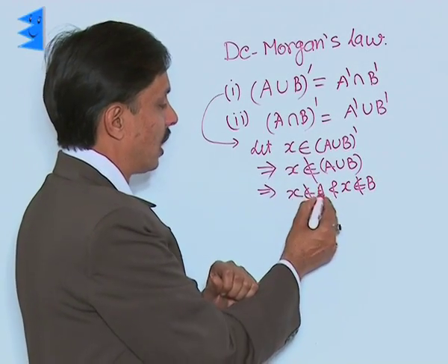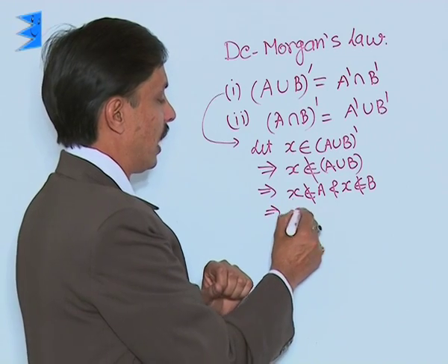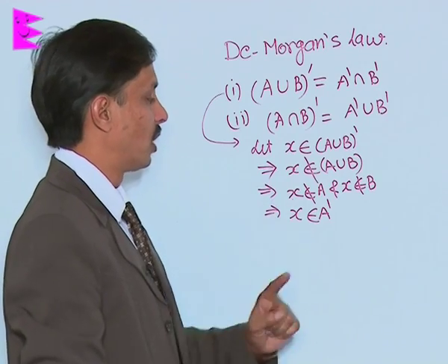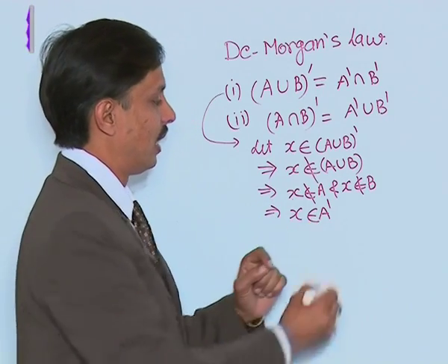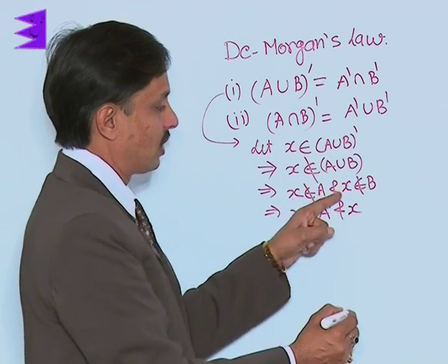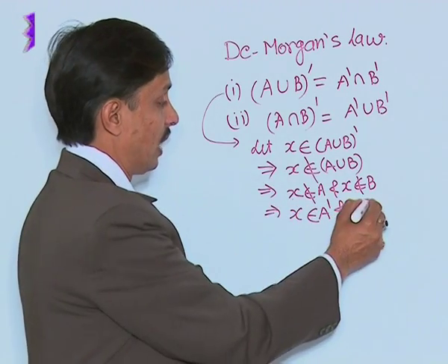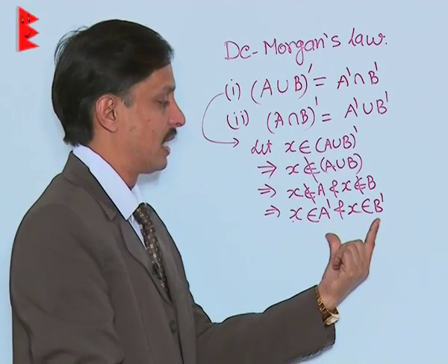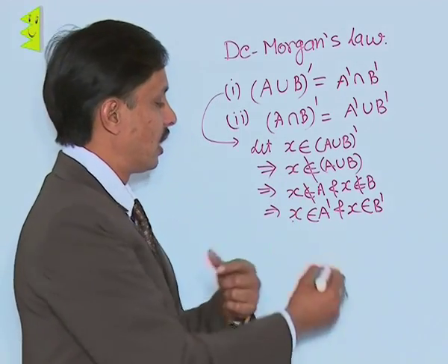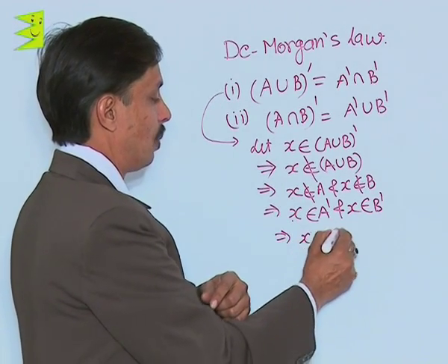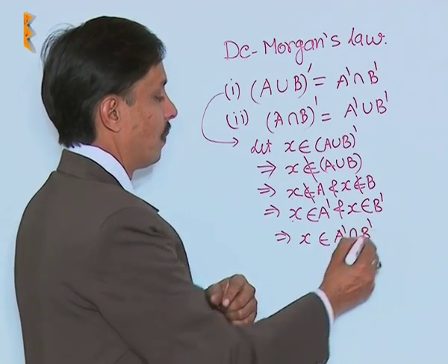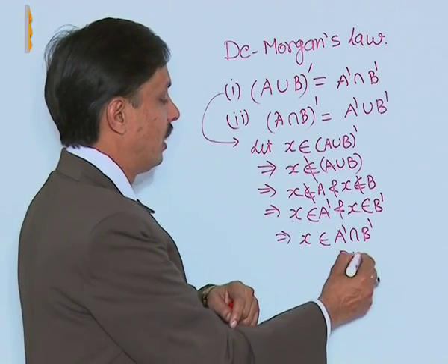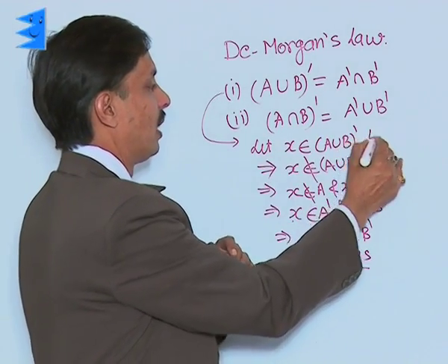If X is not an element of A, it means that X is an element of A dash. Because X is not in A means X is in A dash. And if X is not in B, it means X belongs to B dash. If X is a member of both sets A dash and B dash, I can conclude that X belongs to the intersection of A dash and B dash. This is our required right hand side, and here we have taken the left hand side.